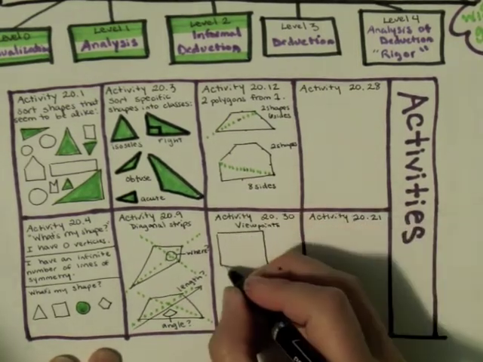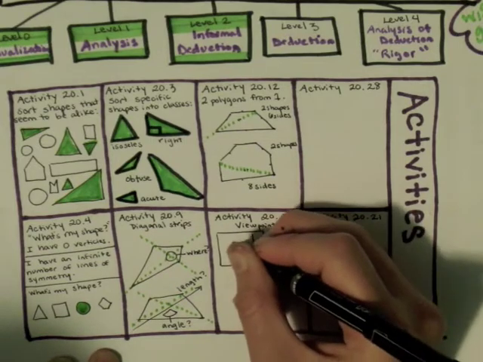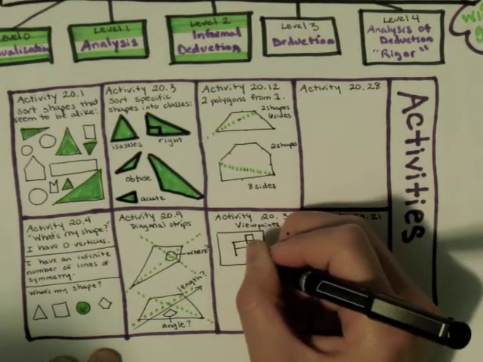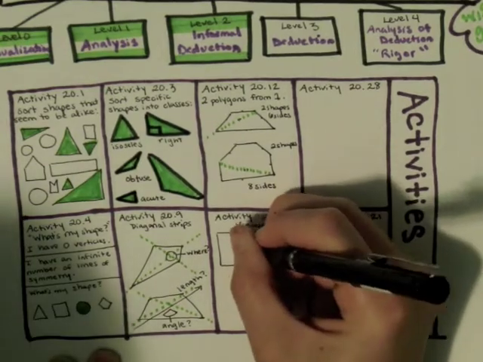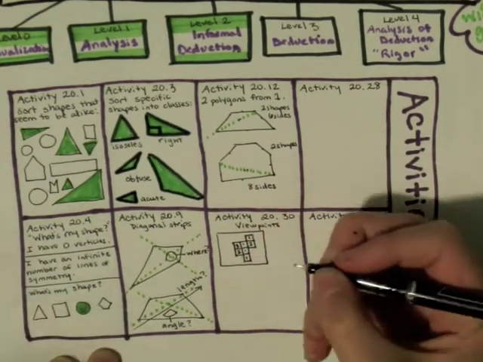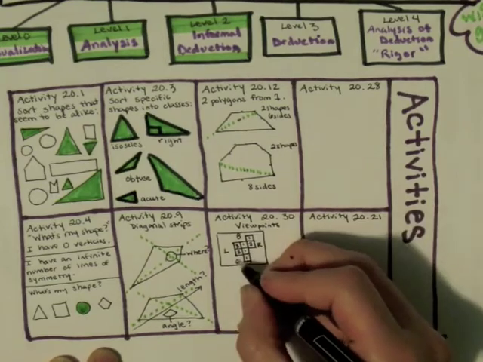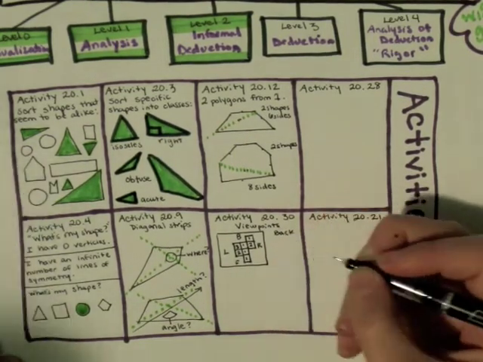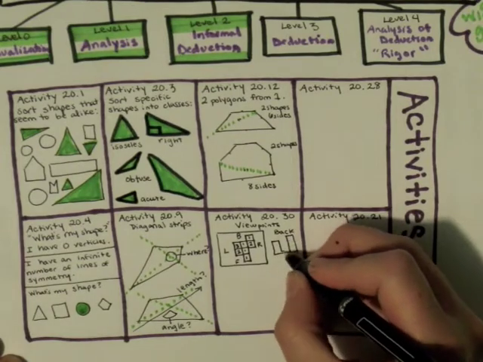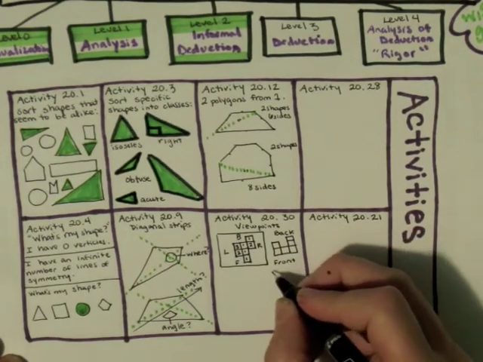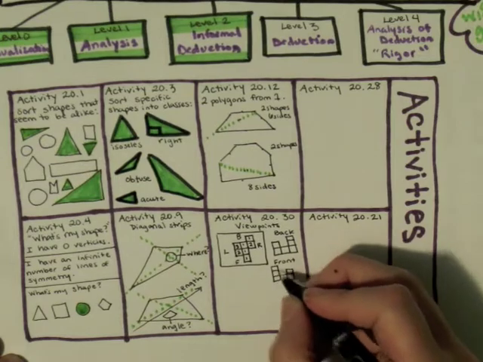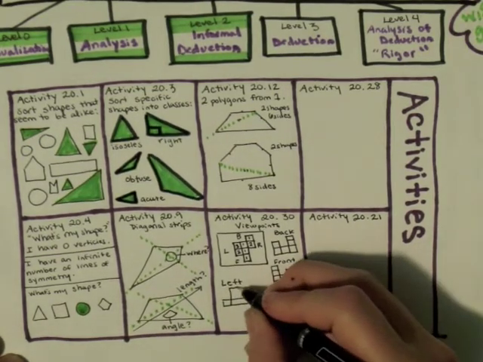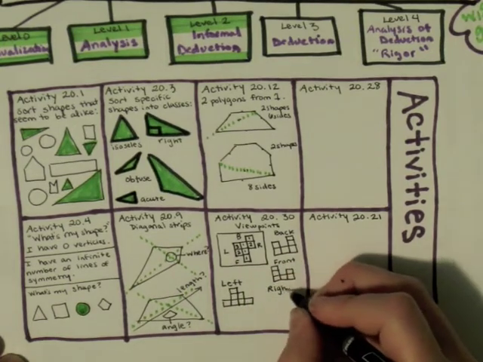In 20.30, given a viewpoint and the three-dimensional properties of a shape, students will visualize through informal deduction and analysis what the view from the back, front, left, and right of the shape would be. Notice how I'm drawing the different perspectives.